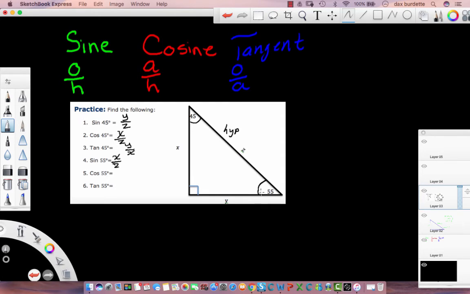Cosine 55 degrees. So our reference angle is 55 degrees. Cosine says put the adjacent side, which would be y in this case. I hope you all are catching on. I think you all are getting this. Y over the hypotenuse, which is z. Okay. Last but not least, the tangent function, 55 degrees. What would be the tangent ratio that you set up? Opposite over adjacent. Opposite, the x, over the adjacent side, which would be y.